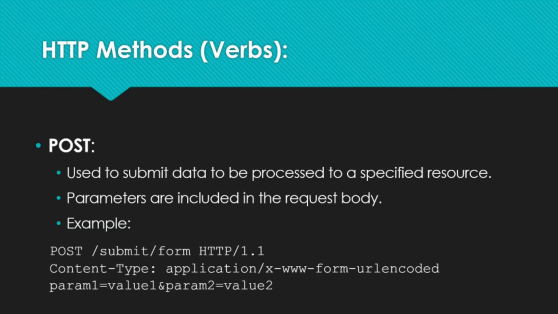The parameters that we are going to submit are going to be in the request body and not in the URL. In the example, we can see that we are using the POST method to submit something to the form, and we are able to see the HTTP version, that is 1.1. We can see that the content type is www form URL encoded. This means that the data is going to be URL encoded, and we are sending the parameters as well in the request body.